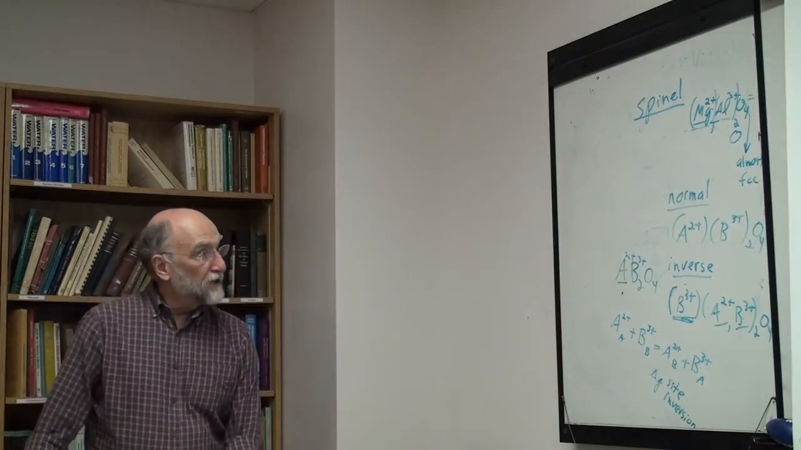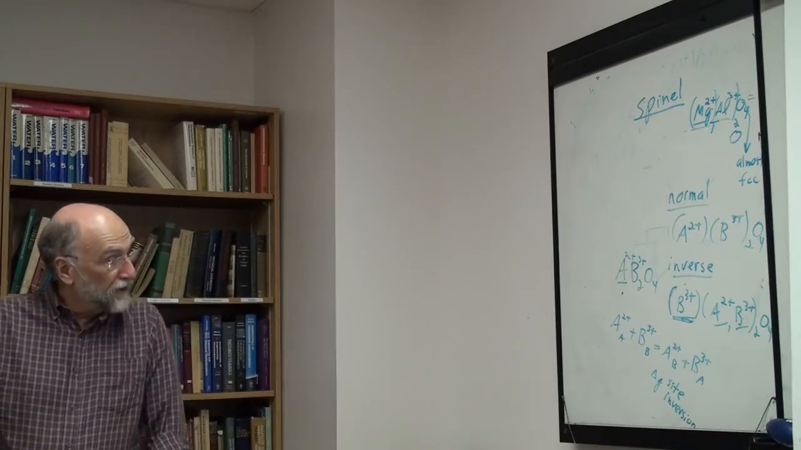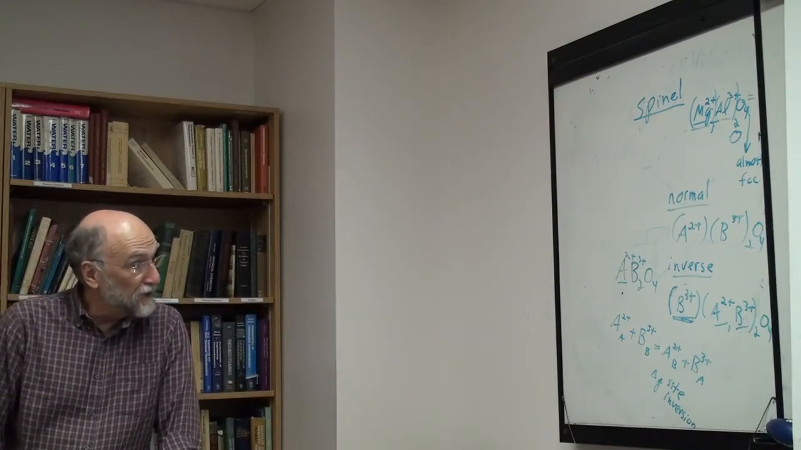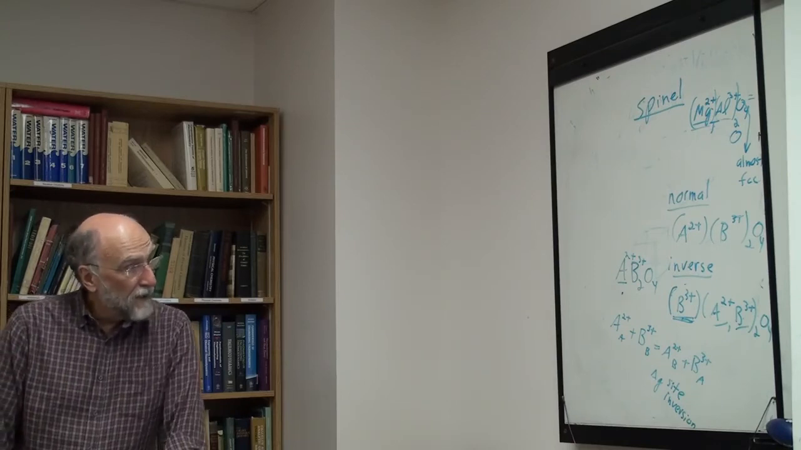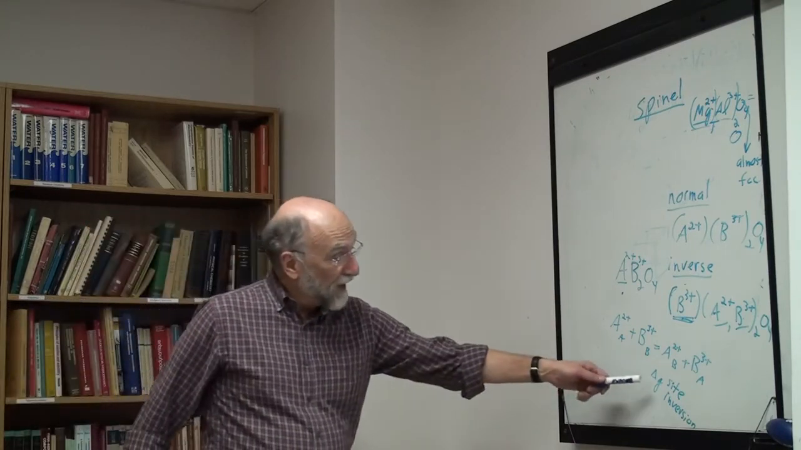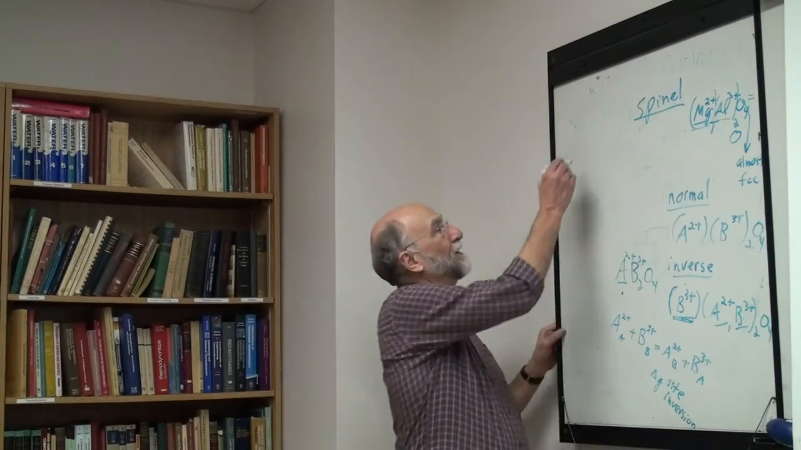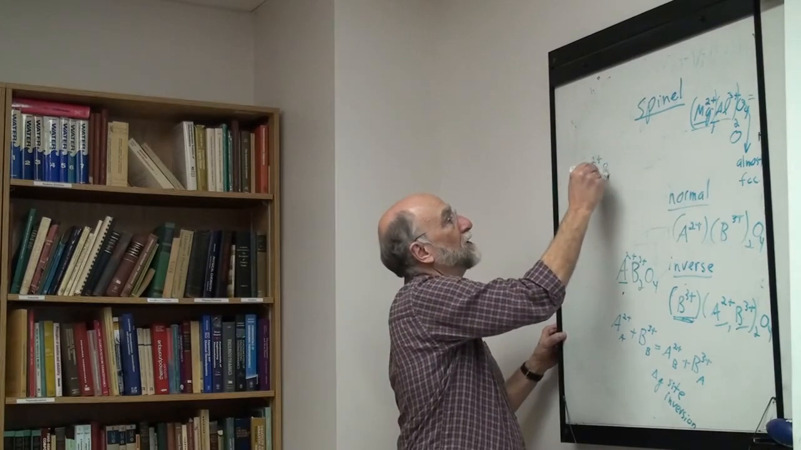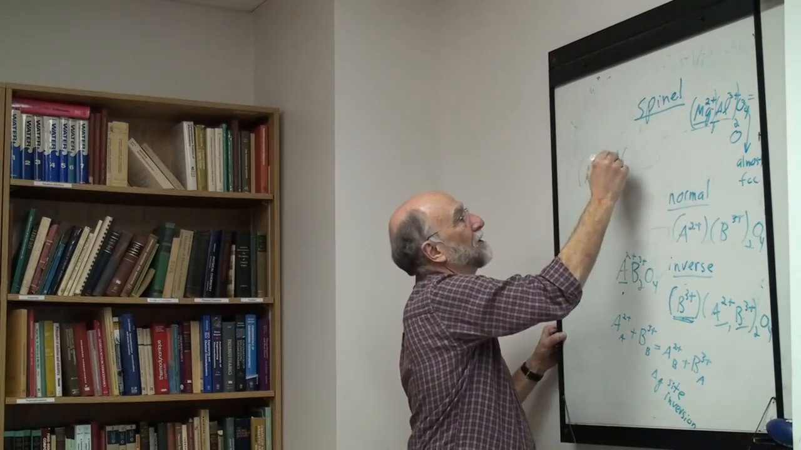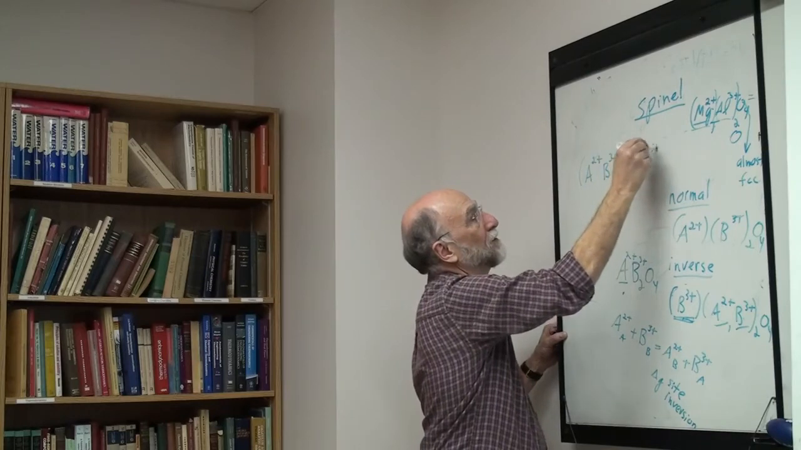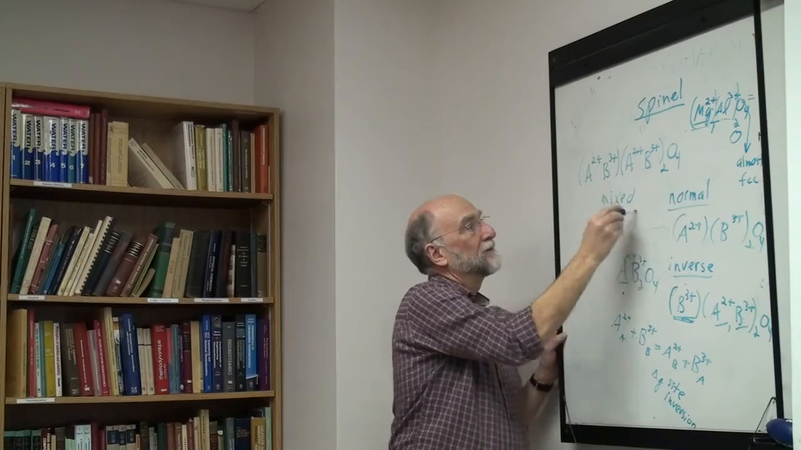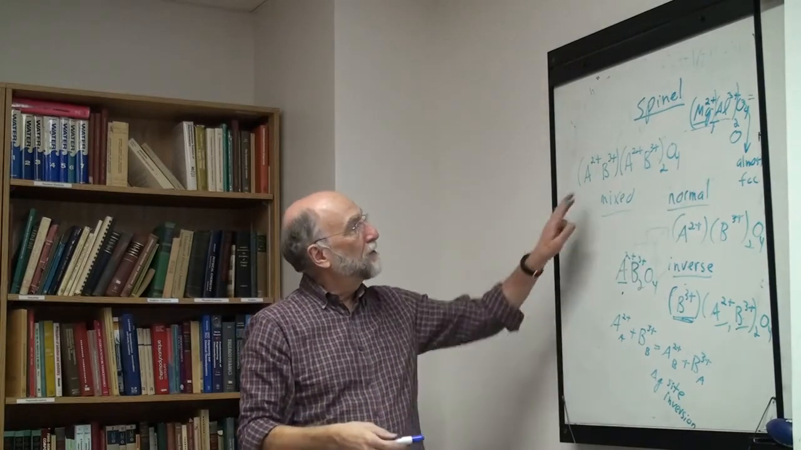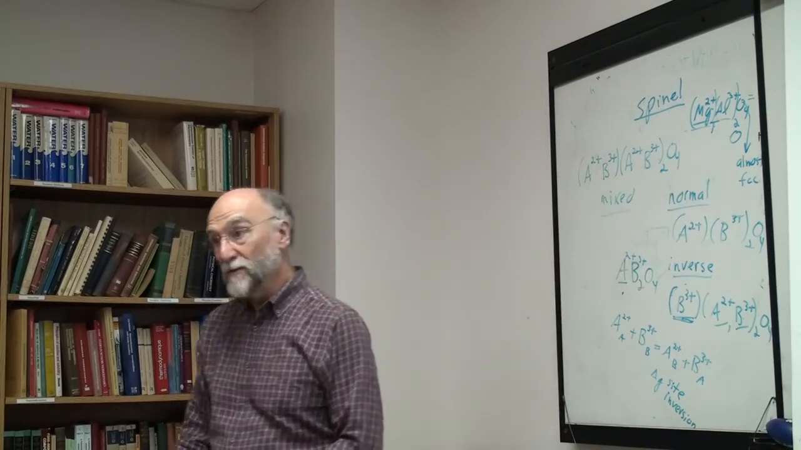Okay, if the site exchange energy is positive, you get a normal spinel. If the site inversion or site exchange energy is negative, you get an inverse spinel. And for values that are not minus or plus infinity, you get a mixed spinel. And a mixed spinel has A2+, B3+ on both sublattices. That's a mixed spinel, in which you have A's and B's in the 2 sublattices.